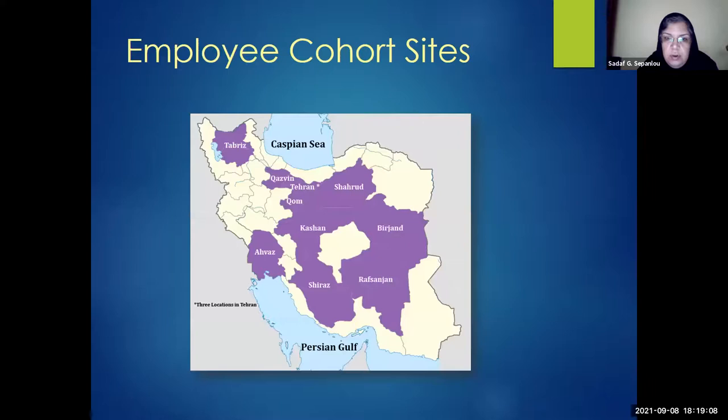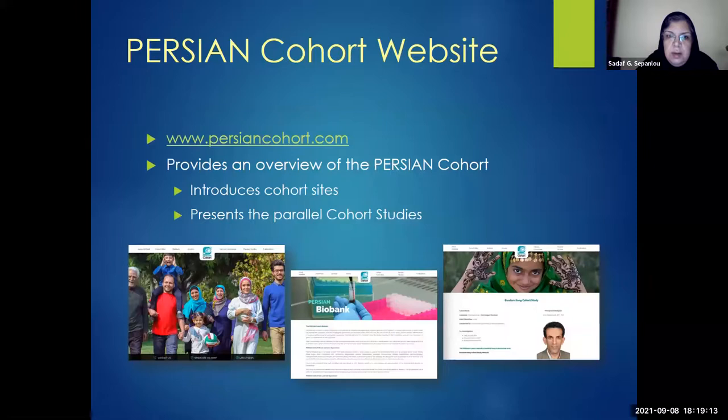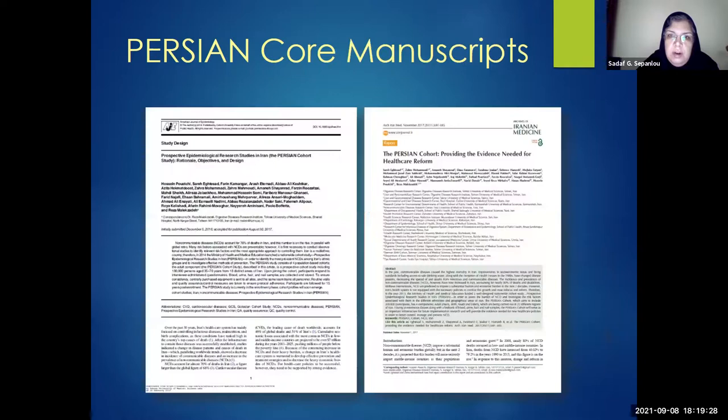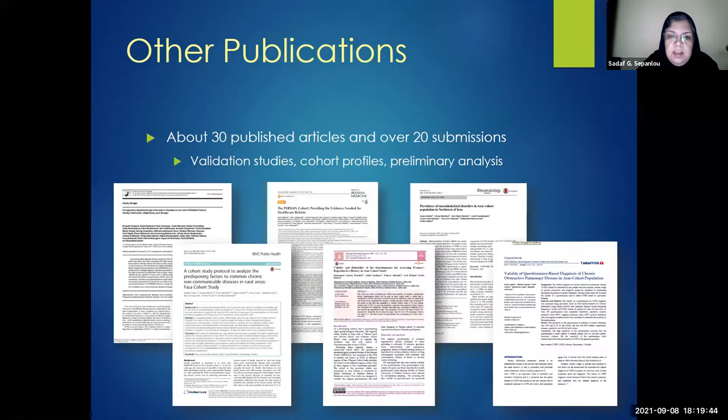Okay, we have also launched a web page, theversioncohort.com, where all descriptions and introductions to cohort sites and description of parallel cohort studies are available. 2 core manuscripts have been published based on the protocol of the Persian cohort and the platform, and also over 30 published studies and 20 submissions are the output of this cohort.